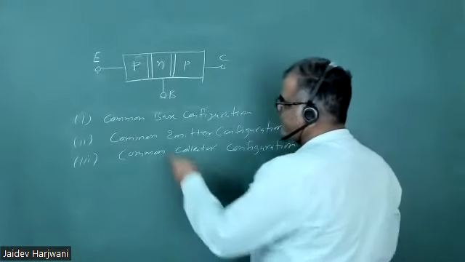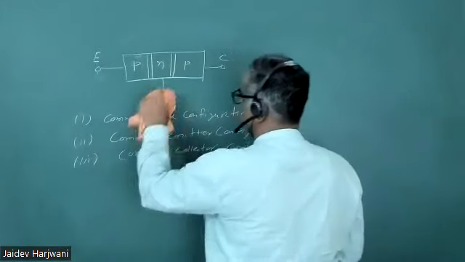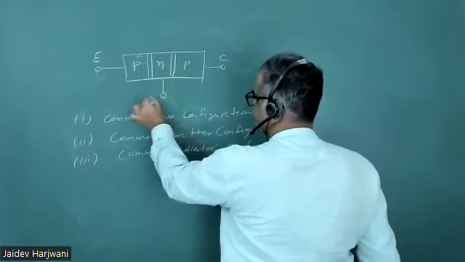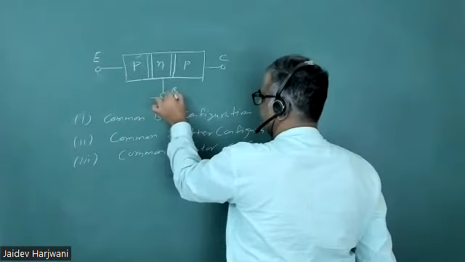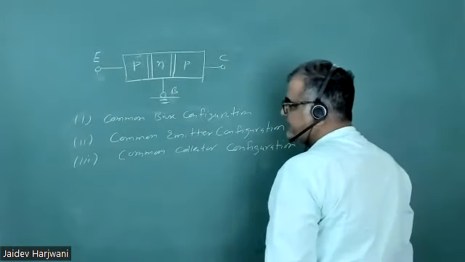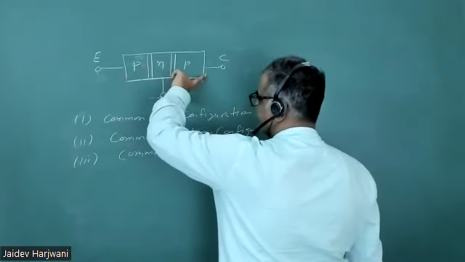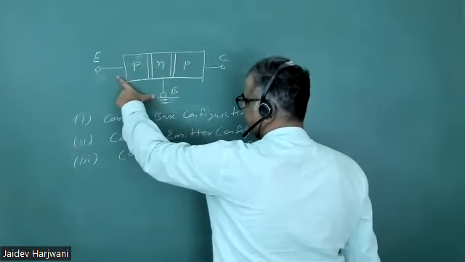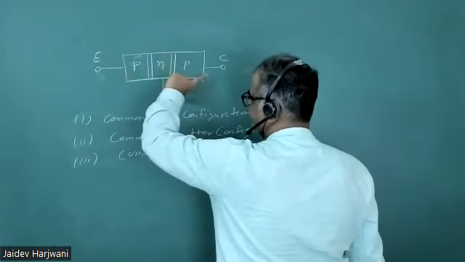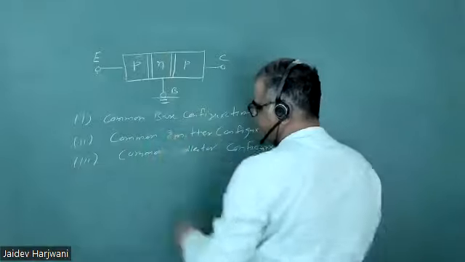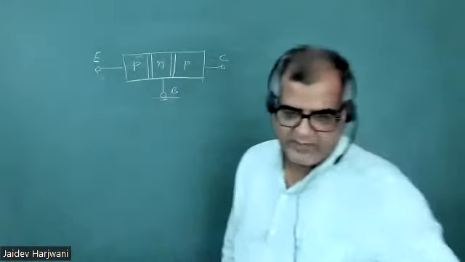Suppose I'm making this common base configuration first. So base is common, grounded. Now I want to apply biasing. What I can do is make this junction forward bias and this reverse bias, or this forward bias and this forward bias, or this reverse and this reverse. So there are basically four types of biasing we can apply.